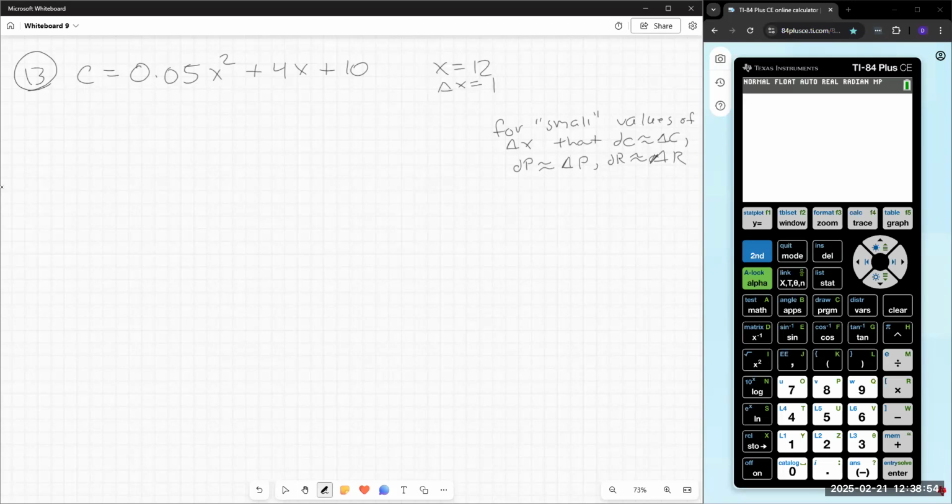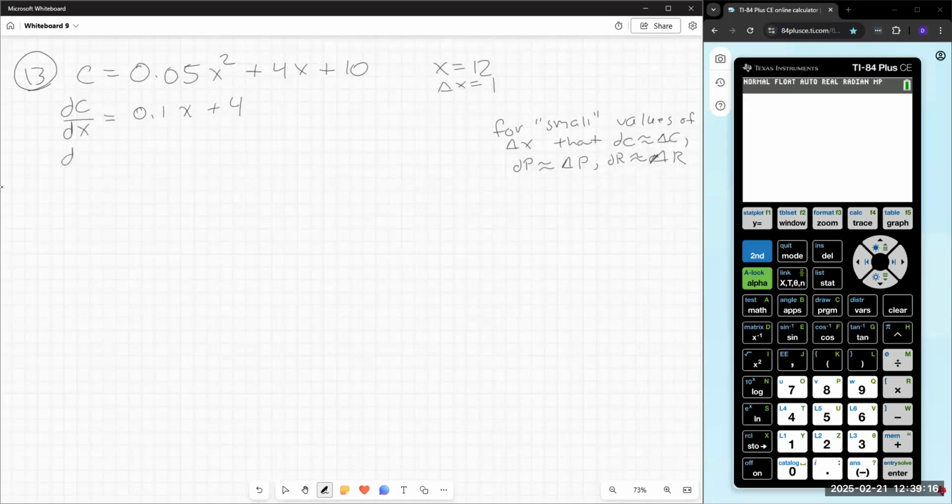So let's start by finding the derivative. You're going to want to use the notation of dc dx. You're not going to want to call it c prime, because you need to see that dx and look at it kind of like it's a fraction that we're going to multiply by the denominator in a second. 2 times 5/100 is going to be 1/10 times x plus 4.